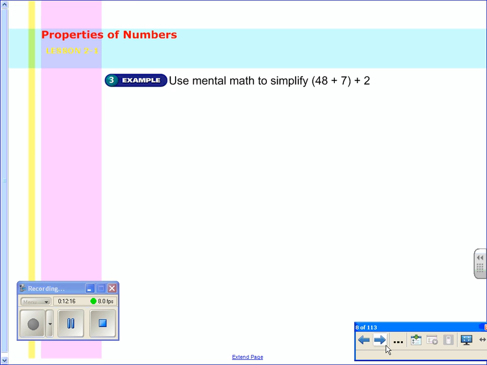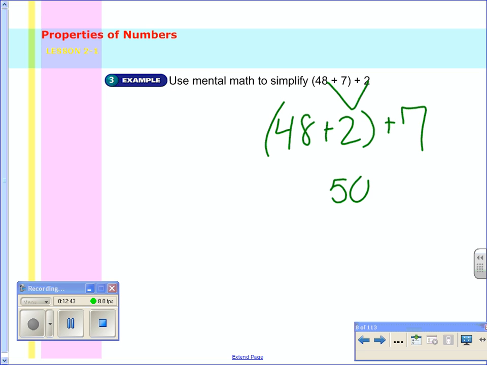Now, we know with order of operations, usually you start with parentheses. However, they want us to use mental math. Now, you might be able to do 48 plus 7 in your head, but really, there's a number that's easier to add than that. And I would do 48 plus 2 because, well, that gives me 50. So I'm using the commutative property. I'm changing the order and the grouping, really. I could say, oh, 48 plus 2 plus 7. And that is 50 plus 7 is 57. So again, it's flipping numbers around in your head to try to solve this.